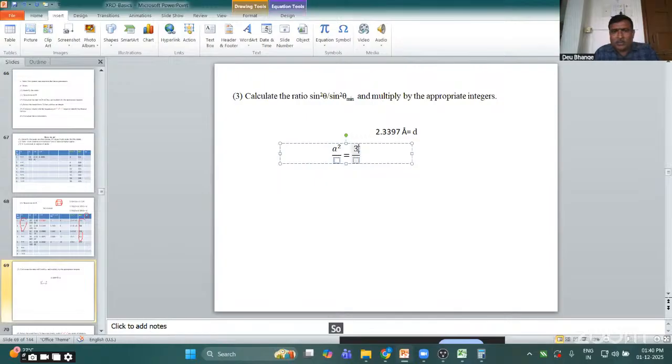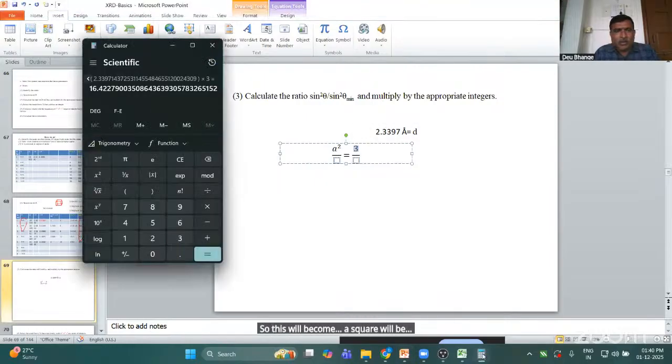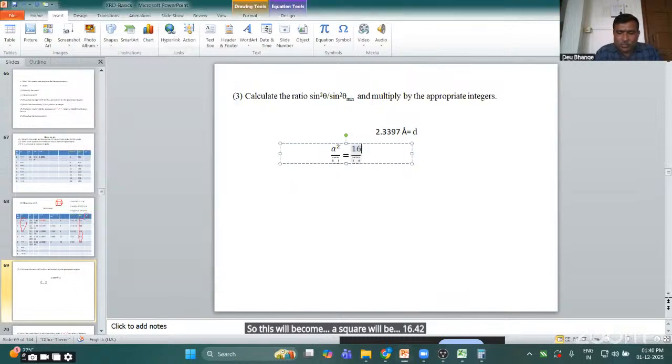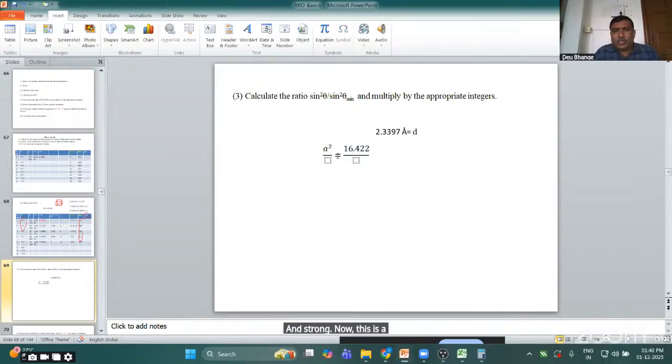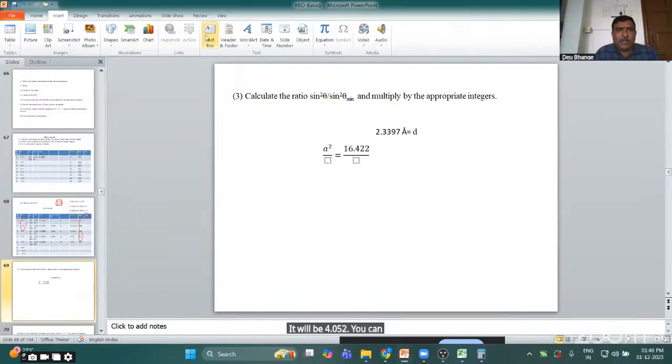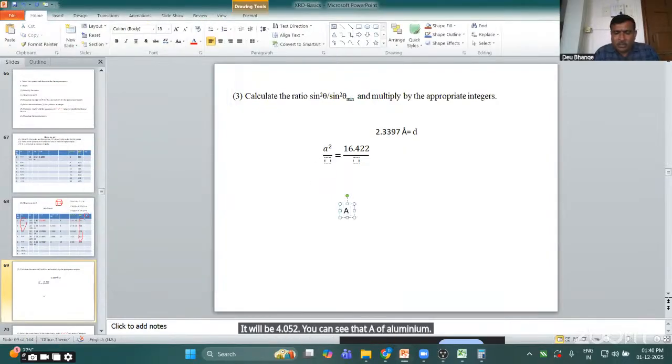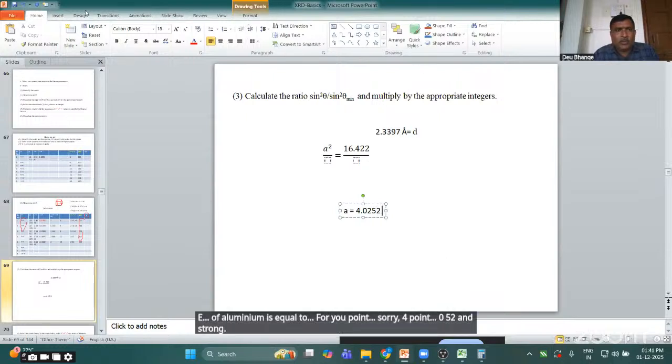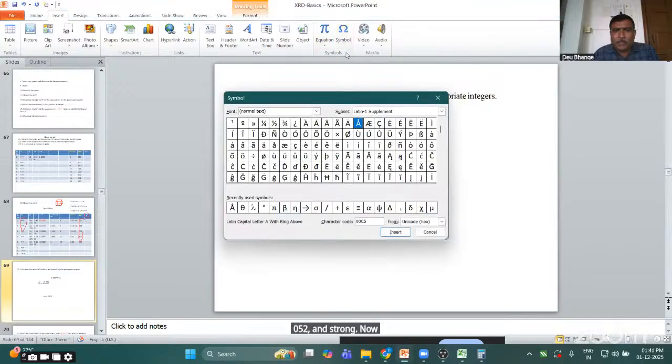So this will become a square of 16.422 angstrom squared. Now this is the square of a. So a will be the square root of this 16.422. Take the square root, it will be 4.052. You can see that a of aluminium is equal to 4.052 angstrom.